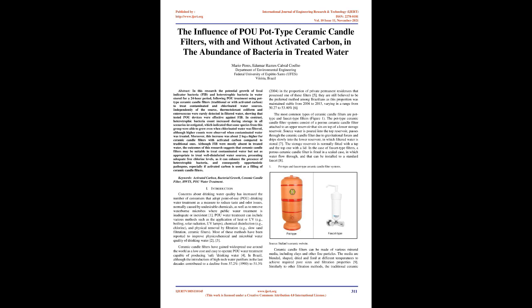Introduction. Concerns about drinking water quality have increased the number of consumers that adopt point of use, POU, drinking water treatment as a measure to reduce taste and odor issues, normally caused by undesirable chemicals, as well as to remove waterborne microbes where public water treatment is inadequate or nonexistent. POU water treatment can include various methods such as the application of heat or UV, for example boiling, solar radiation, UV lamps, chemical disinfection, for example chlorine, and physical removal by filtration, for example slow sand filtration, ceramic filters. Most of these methods have been reported to improve physicochemical and microbial water quality of drinking water.